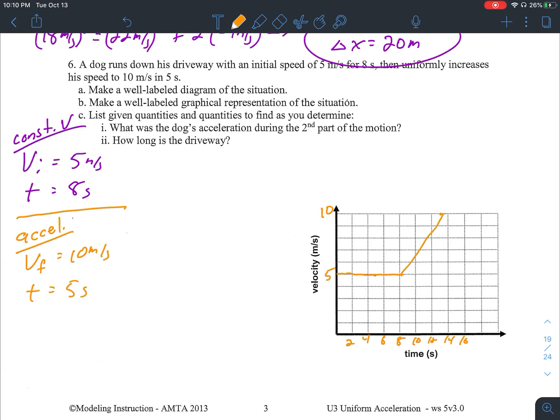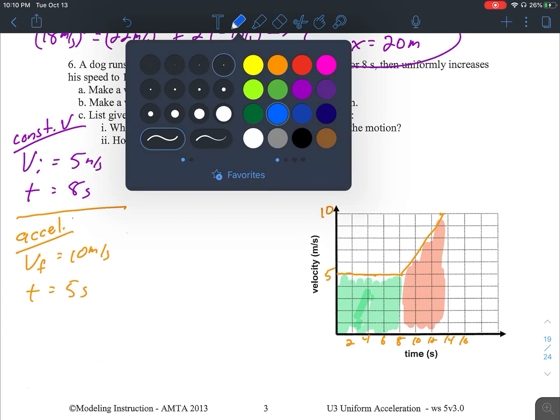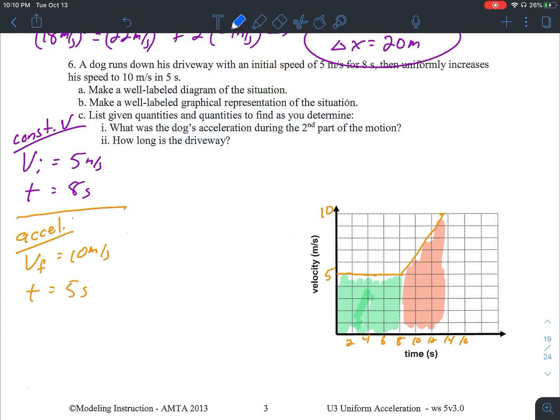So if we wanted to look at some things, if we just found this green shaded region, that's the displacement or how far the dog moved when it was going at a constant speed. The second portion is when it was speeding up. And we can add them in different phases if you like. I tended to, for the whole answer, see the big rectangle and then the triangle to add together.